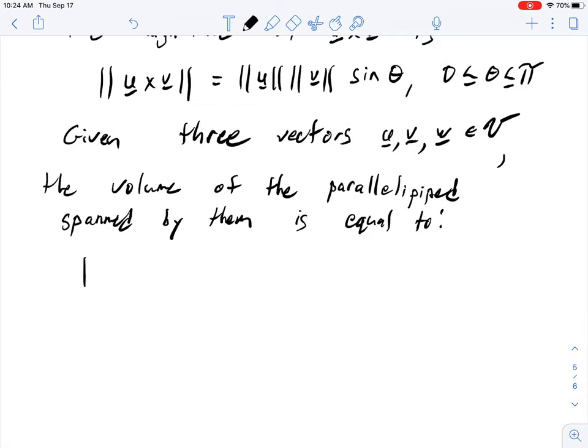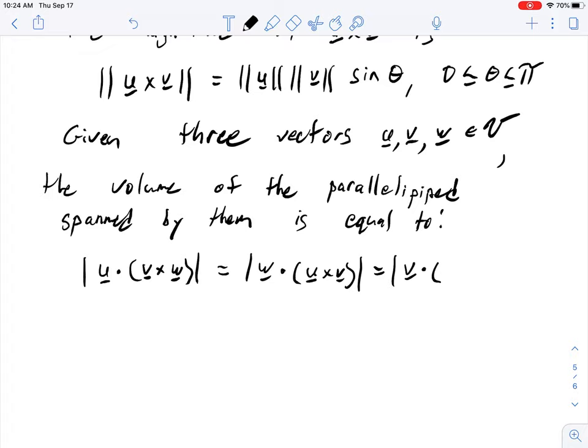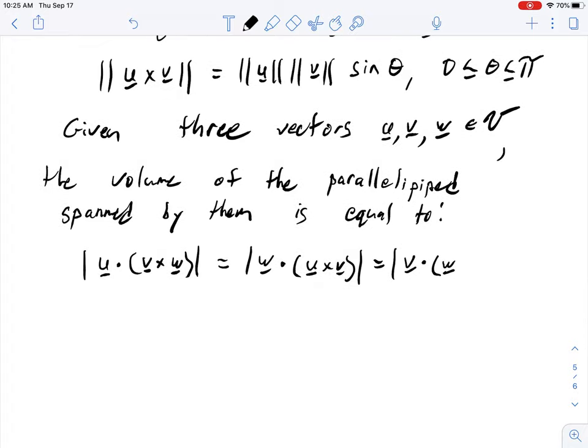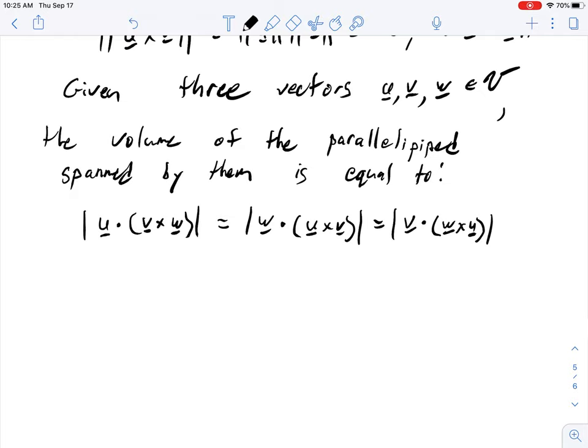So the absolute value of U dot V cross W, which is also equal to the absolute value of W dot U cross V, which is also equal to the absolute value of V dot W cross U. Right, and I've retained the ordering here, so in fact, those three are all equal to one another without the absolute value, but they might be negative.